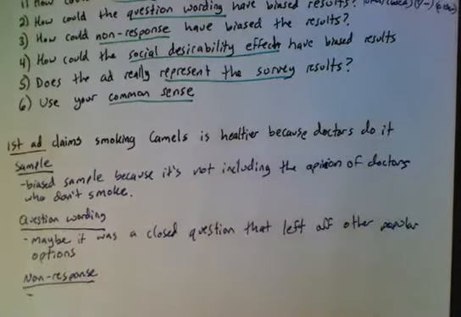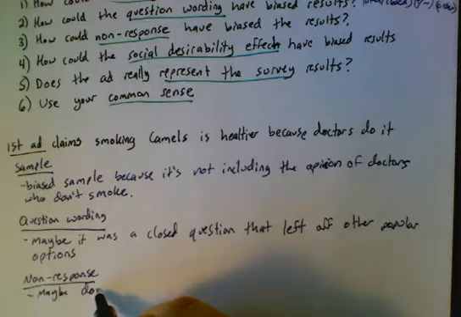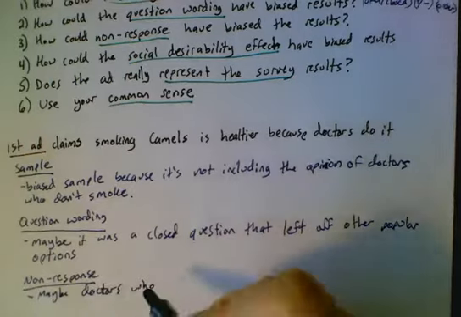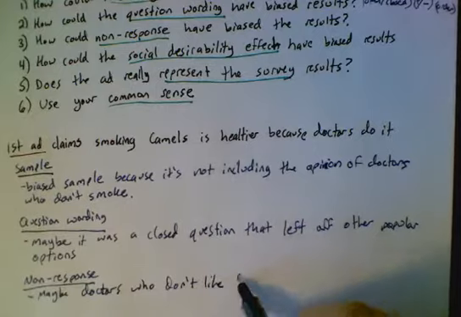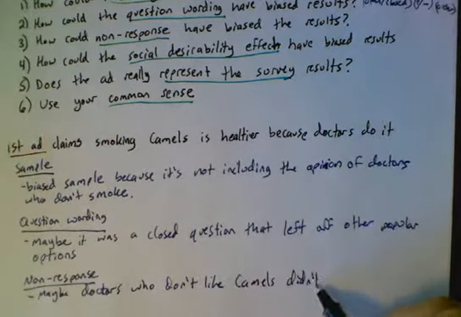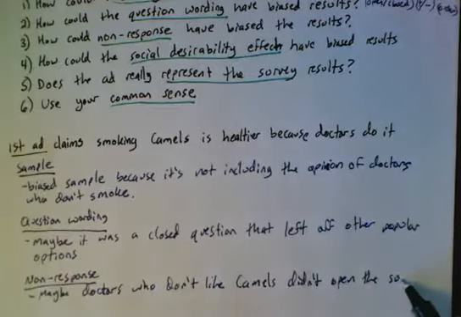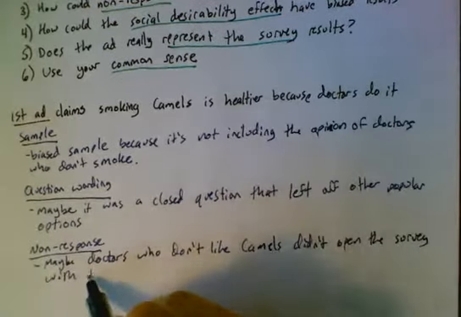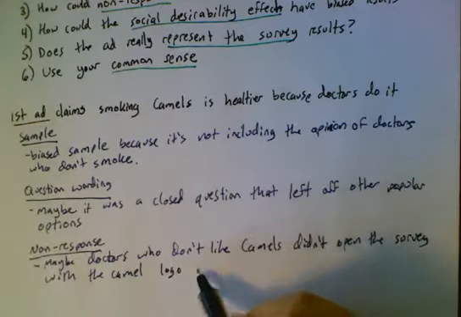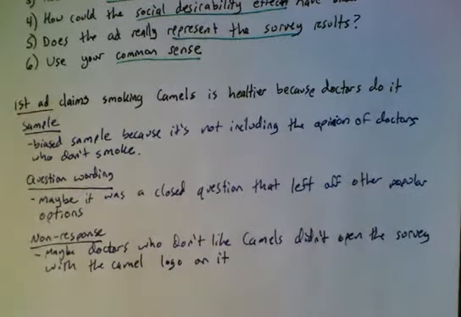Non-response bias. Maybe health-conscious doctors just threw everything from the cigarette companies out and didn't bother to respond to it. So you only had a few doctors who were willing to respond. Or maybe the doctors who don't like Camels didn't open up the package from the Camel company. We don't know if any of these are true, but these are just ways to practice with our thinking about statistics, practice how it could be biased.